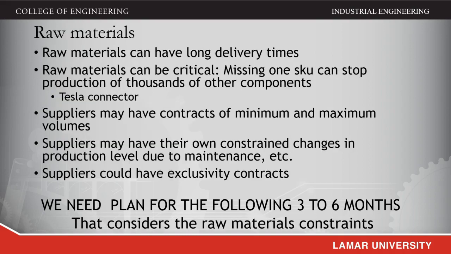Raw materials also have many constraints to be considered in the planning process. Raw materials can have long delivery times. Raw materials can be critical, since missing one SKU can stop the production. One famous case was the connector for a Tesla car. Suppliers may have constraints of minimum and maximum volumes to be considered. Suppliers may have their own constraint changes in production levels due to maintenance. Some suppliers could have exclusivity contracts.